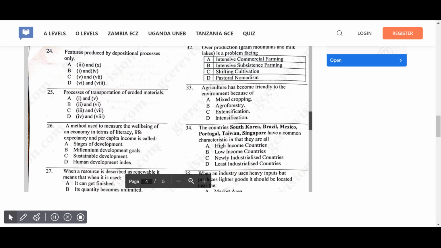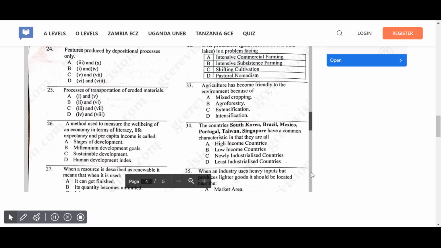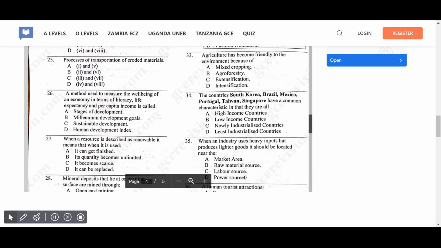Question 27. When a resource is described as renewable, it means that when it is used... The answer is D, it can be replaced.